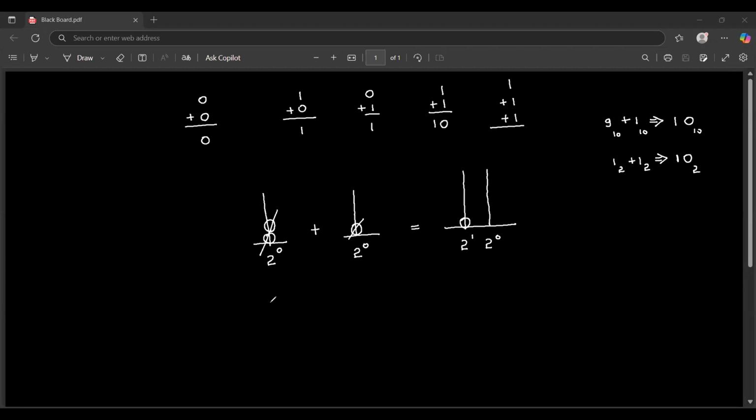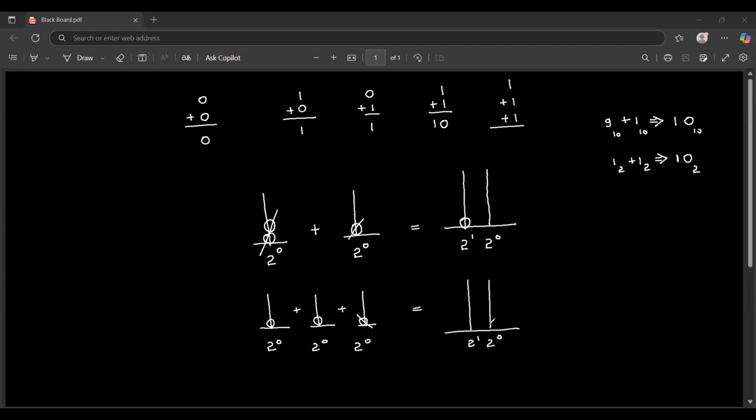Okay. So in this, say we have three abacus. Yeah, we have three counters. We have three counters in 2 to the power 0. And we are going to add one by one. So what happens is, first of all, this is 2 to the power 1. Let's say this is 2 to the power 0.